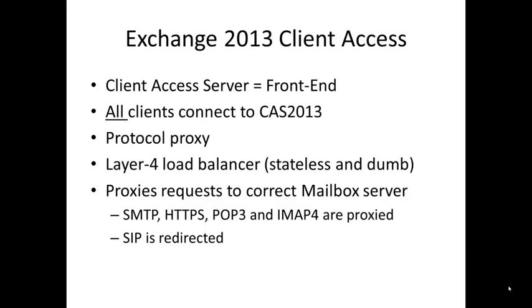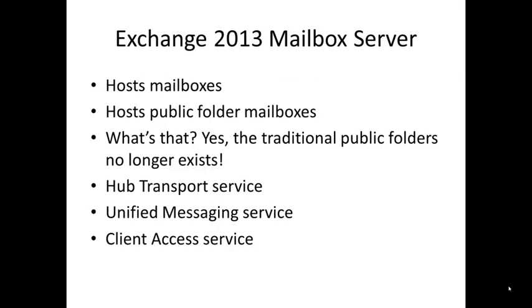When it comes to load balancing, Microsoft now recommends using a layer 4 load balancer, which is basically a stateless and dumb device and it only does load balancing. There's absolutely no logic inside the layer 4 load balancer. In Exchange 2010 you had to use a layer 7 load balancer, which is much more capable of doing intelligent load balancing. All client requests are proxied to the correct mailbox server, which is true for SMTP, HTTPS, POP3 and IMAP4. SIP is actually redirected from the front-end server to the back-end server.